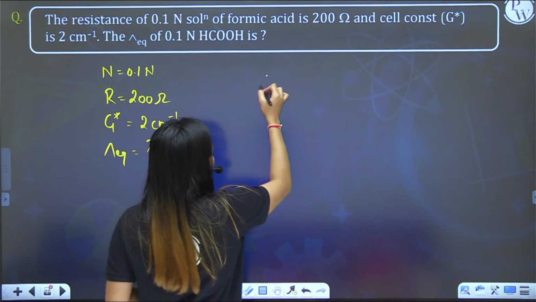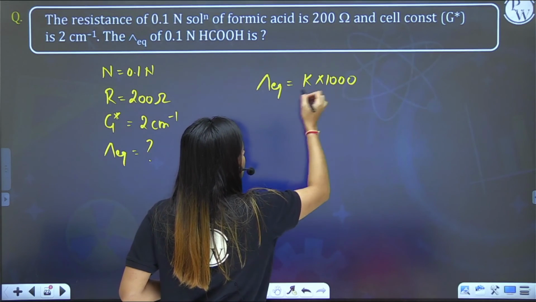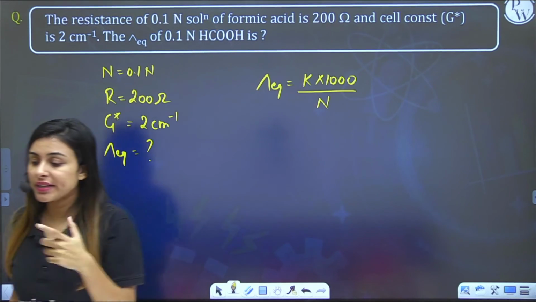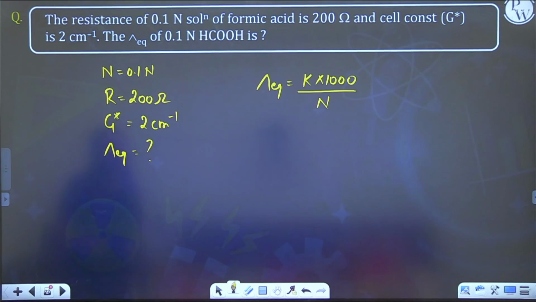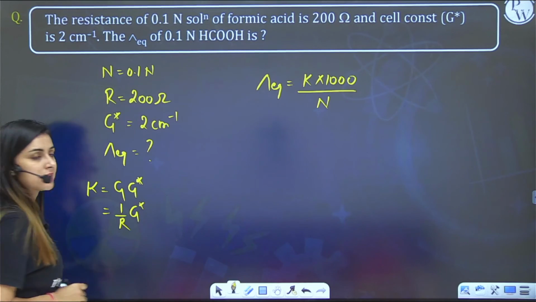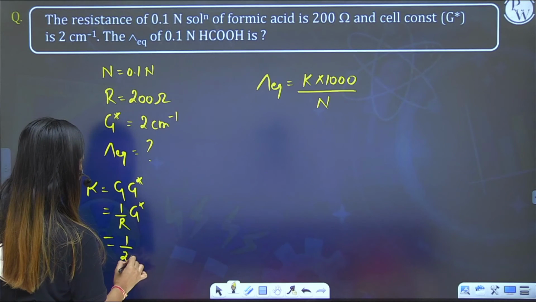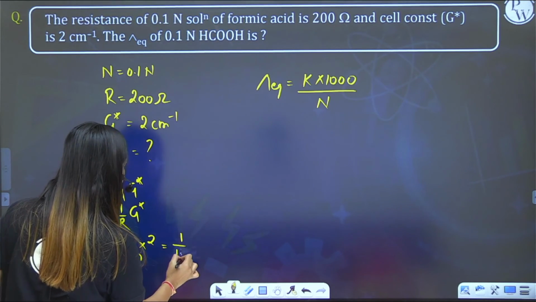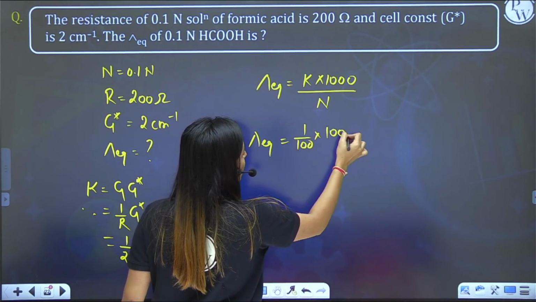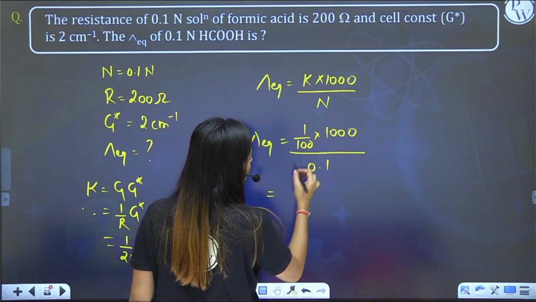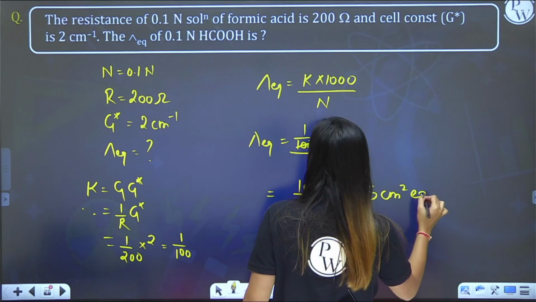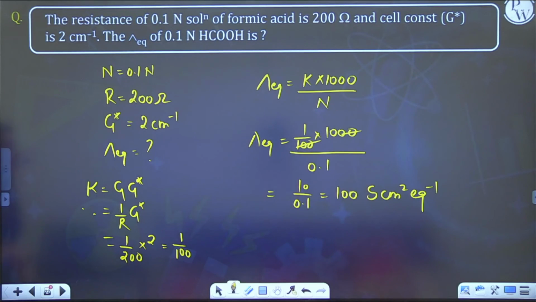So for calculating the equivalent conductivity, I know that I need K into 1000 upon C. Sorry, normality. I have the normality here, but I don't have the conductivity. How am I going to calculate the conductivity? Try this. How will you find out the conductivity? I know that conductivity is equal to G into G star. And what is G? G is 1 upon R into G star. What is resistance? 1 upon 200 is given. And what is the G star value? 2. So 1 upon 100 is your K value, that is your conductivity. So just incorporate it. This will be equal to 1 upon 100 into 1000 upon normality. Normality is 0.1 normal. This will be 10 upon 0.1, which is equal to 100 Siemens centimeter square equivalent inverse. So this is the final equivalent conductivity that you have calculated.